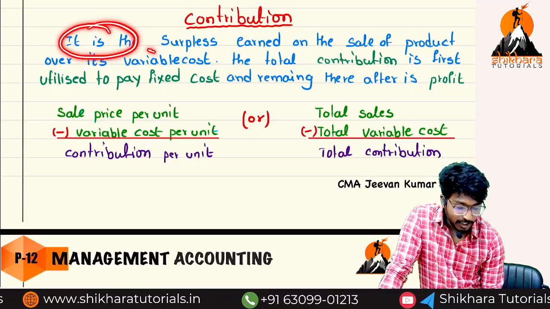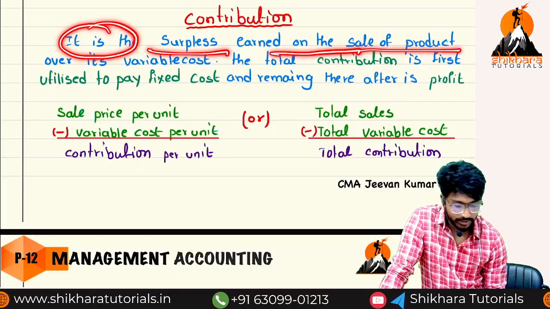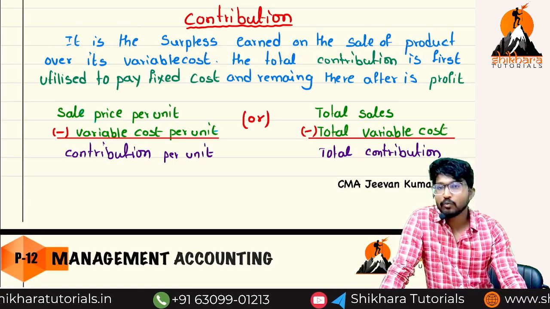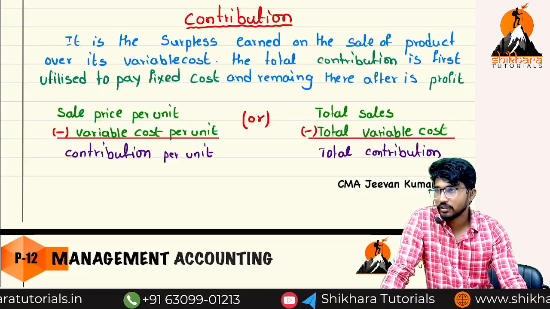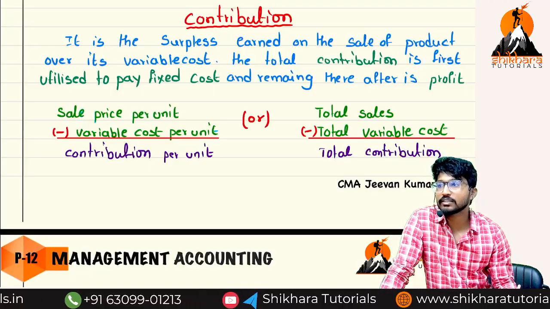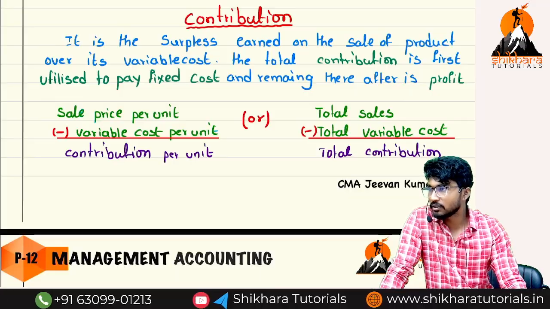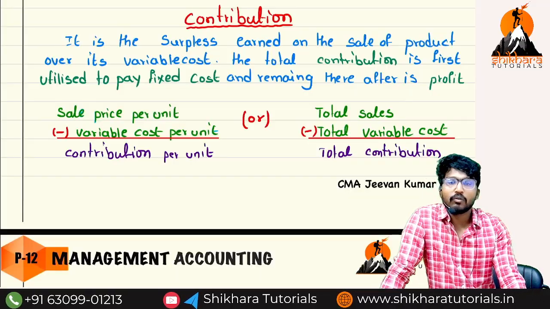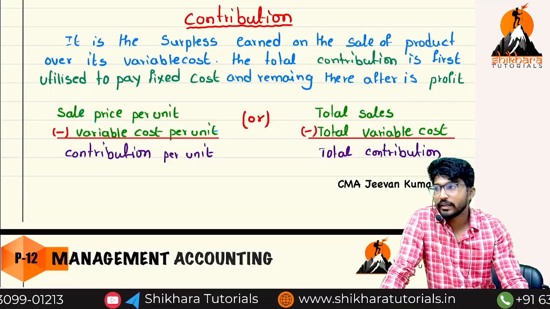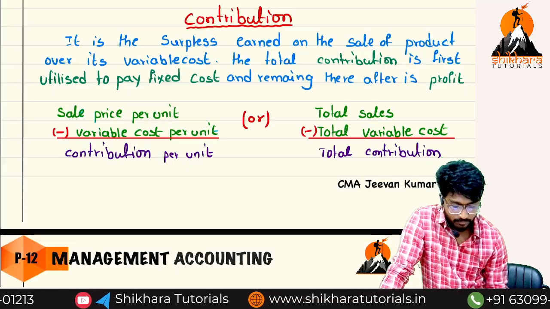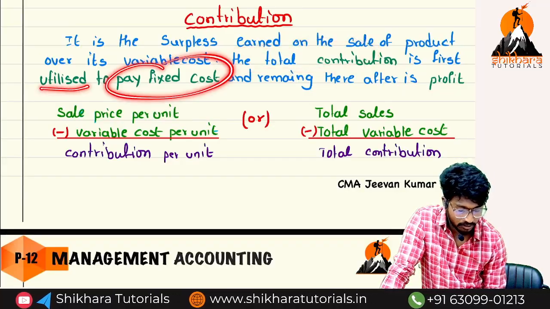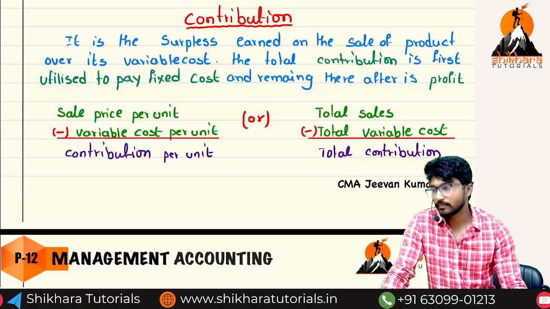It is the surplus earned on sales of a product over its variable cost. Any amount over variable cost is known as contribution. Contribution consists of two elements: one is fixed cost, another one is profit. Contribution is first utilized to recover the fixed cost, and any amount left is profit. The total contribution is first utilized to pay fixed cost and the remaining thereafter is profit.